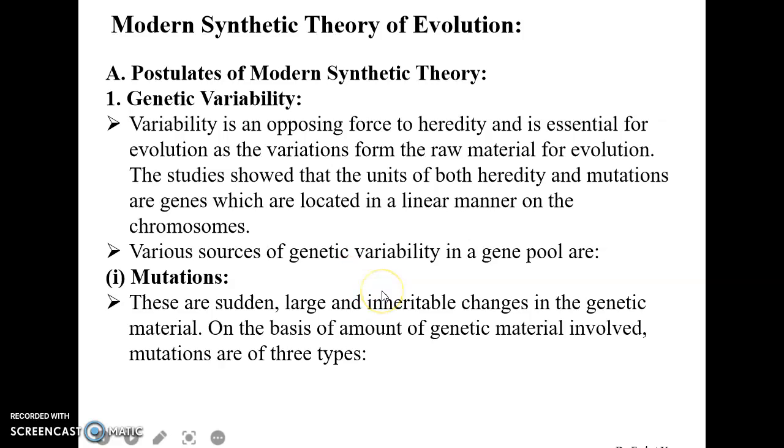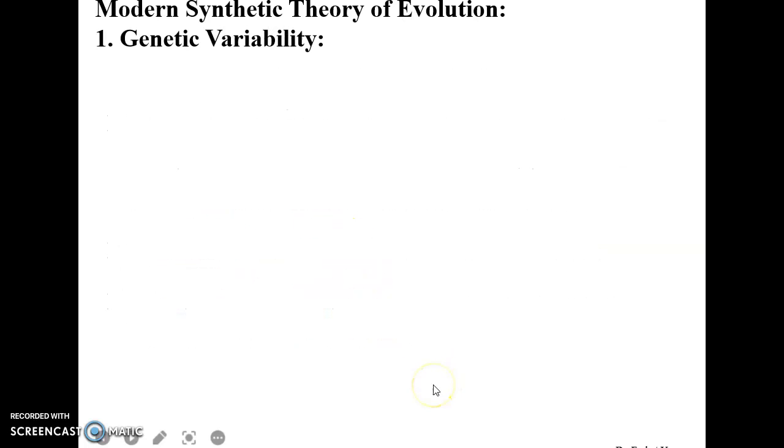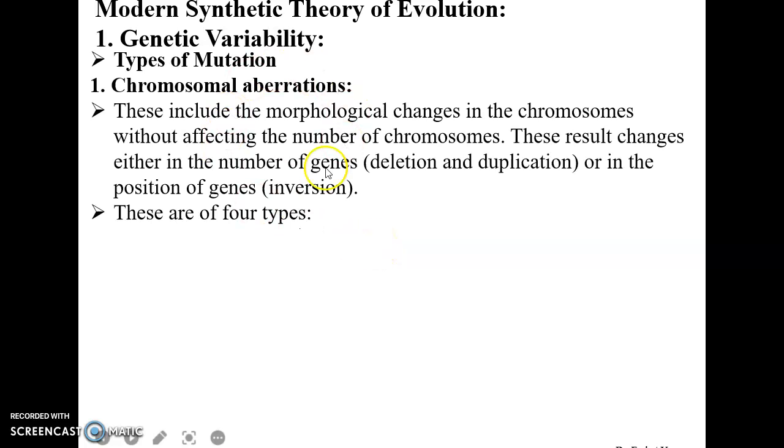There are certain large or inheritable changes in the genetic material, and on the basis of the genetic material involved, there are three types of mutations. First mutation is the chromosomal aberration. This includes the morphological changes in the chromosome without affecting the number of chromosomes. So these result in changes either in the number of genes, deletion or duplication, or position of the genes.